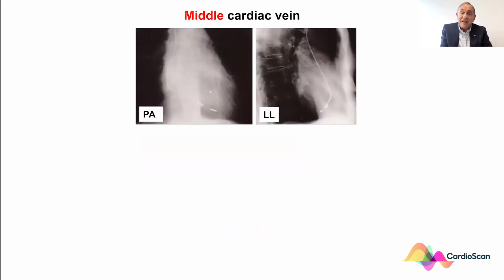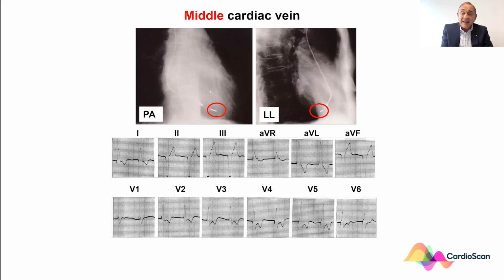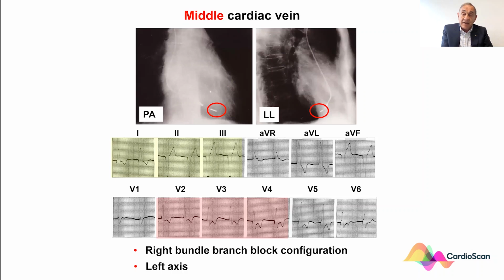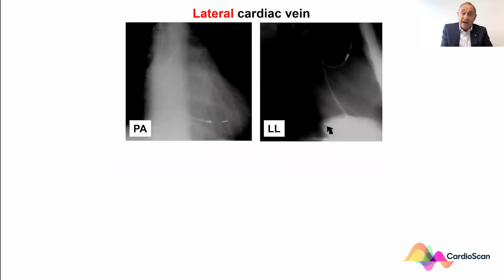For instance, here is a middle cardiac vein. The lead looks as if it's at the apex of the right ventricle, but when one looks at the left lateral, it is passing posterior. It's lying on the back of the heart. The ECG, therefore, shows a right bundle branch block configuration, and because it's apical, it's a left axis deviation. Very easy. What about a lateral cardiac vein?